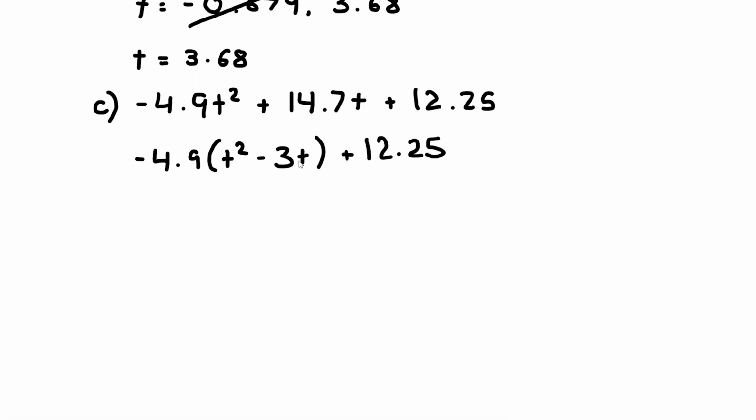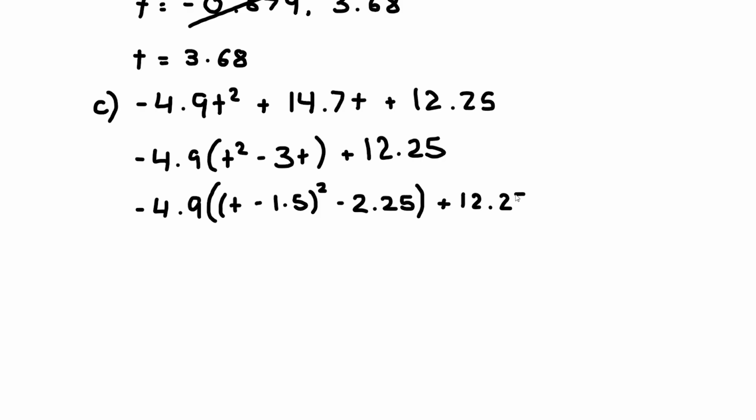Now we want to complete this square, right? So this minus 4.9 does not change. Then we've got t minus 1.5, because remember, we take t out and then we divide this by 2 and square it. And then we want to subtract the square of this number. So we're subtracting, well, minus 1.5 squared is 2.25. So we're subtracting 2.25. We close the brackets, and this 12.25 remains unaffected for now.